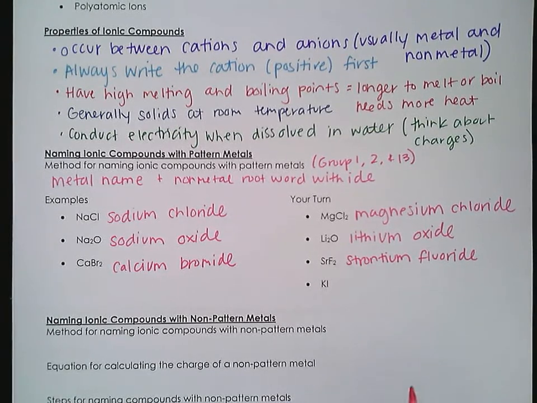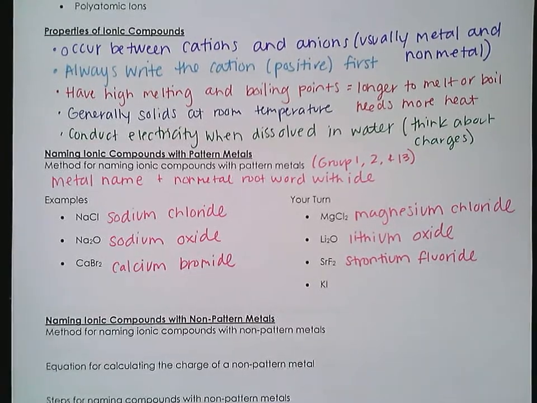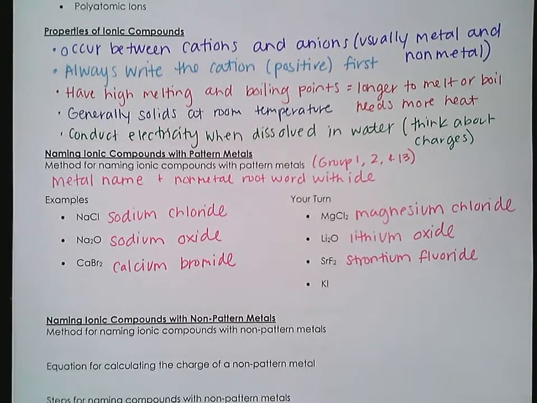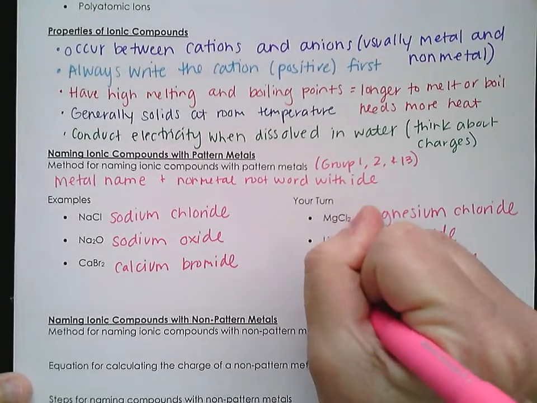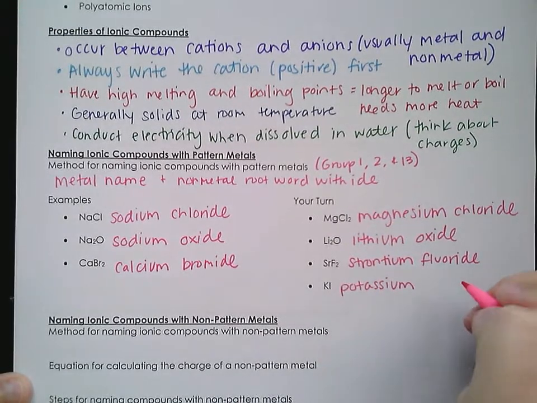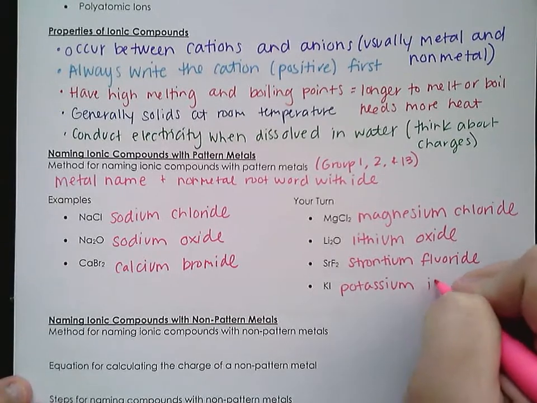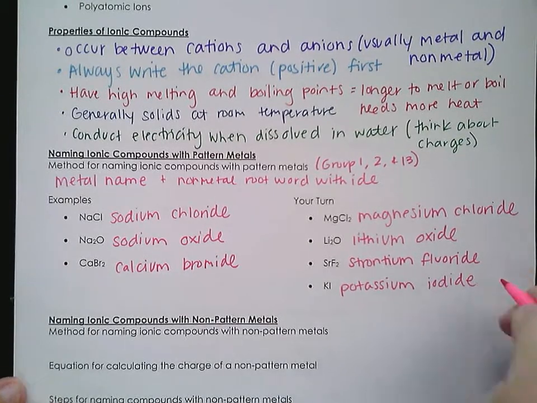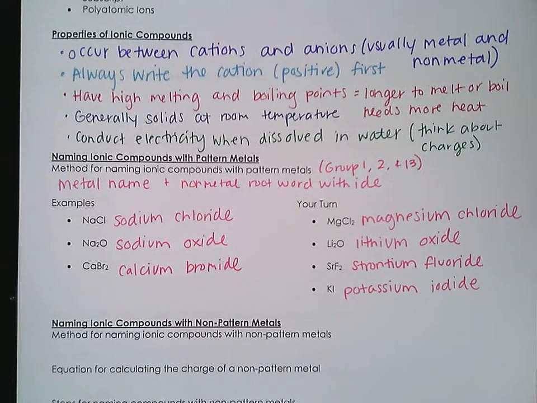That's one of the things when you take your quiz or test, spelling matters. So use your periodic table, take advantage of those resources there. And then KI, K is potassium. In I, we're going to take iodine, take our root word plus IDE, and we end up with iodide. Awesome. So now you have named with pattern metals.